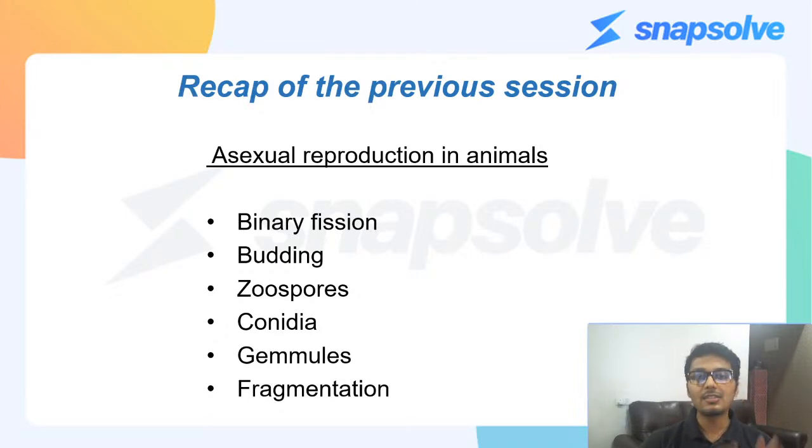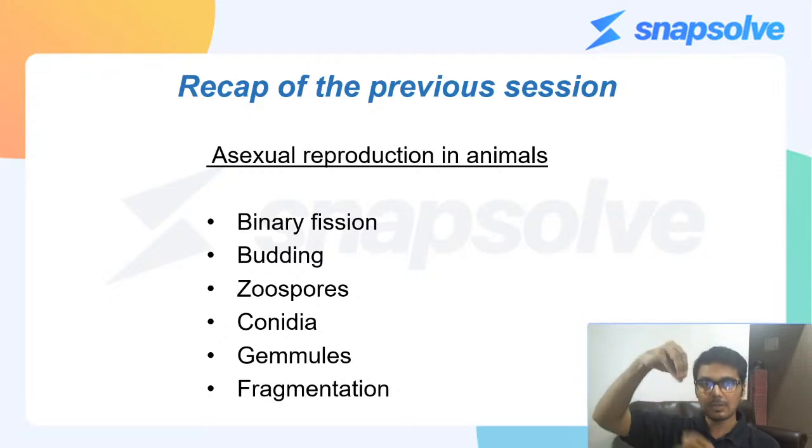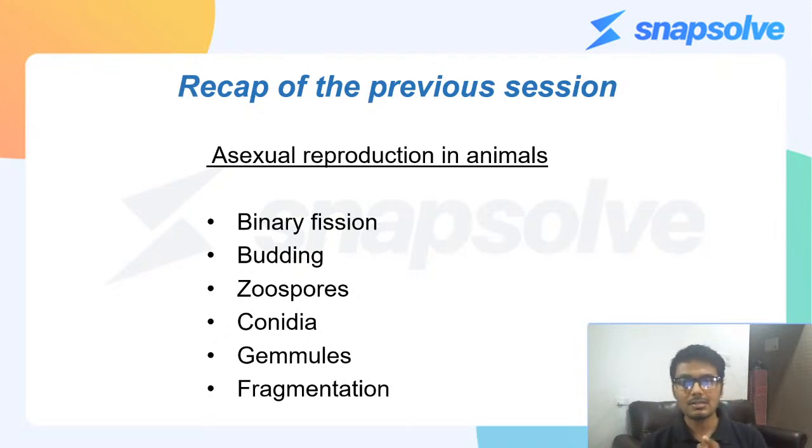Zoospores. They are motile structures. They are special asexual reproductive structures and they are motile. Okay. Then we also saw conidia in penicillium. Conidia are small spherical growths on the apex. Tips में grow होते हैं, ऐसे balls बनने लगते हैं. And gemmules is a special structure found in sponges. That's an aggregated mass of cells.